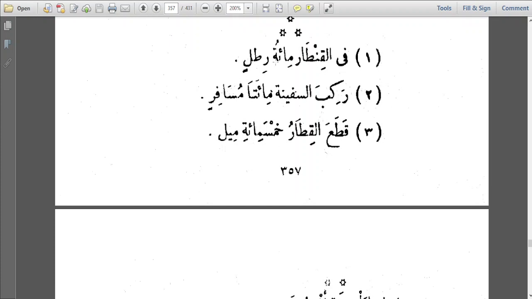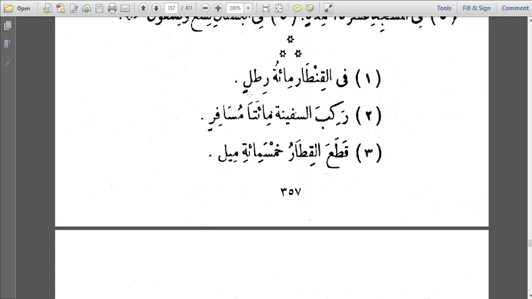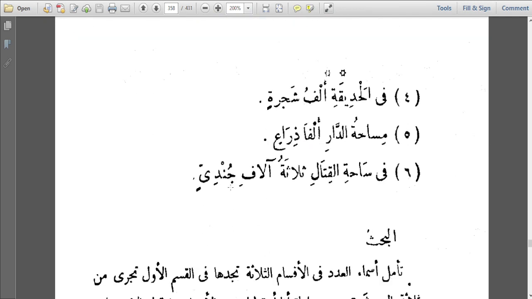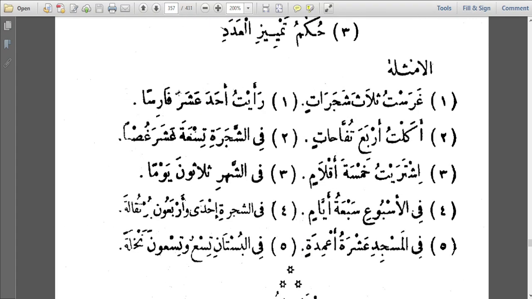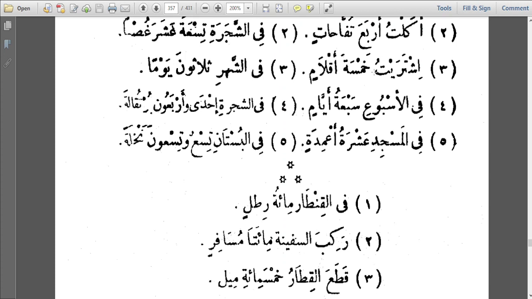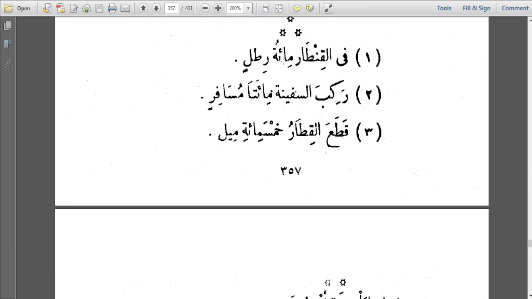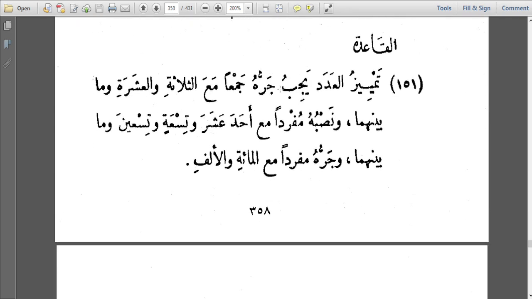And then the tamyiz of numbers in hundreds and thousands is also singular and majrur. So 100 رطل, 100 مسافر, 500 ميل, 1000 شجرة, 1000 ذراع, 3000 جندي. So you see numbers in hundreds and thousands also have their تمييز coming as مضاف إليه مجرور. Here you say تمييز منصوب. The first part, 3 to 10, you say مضاف إليه مجرور. When you come to the hundreds and the thousands you say مضاف إليه مجرور. In terms of meaning that is the تمييز. In terms of إعراب you mention the مضاف إليه if it is مجرور.